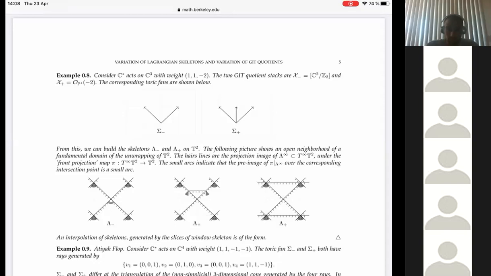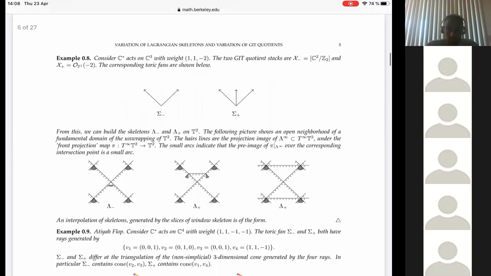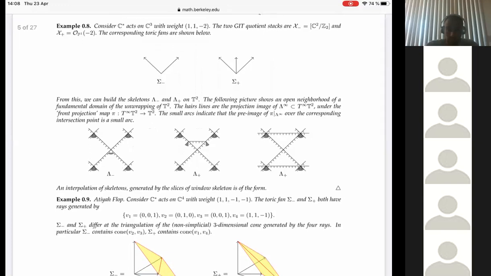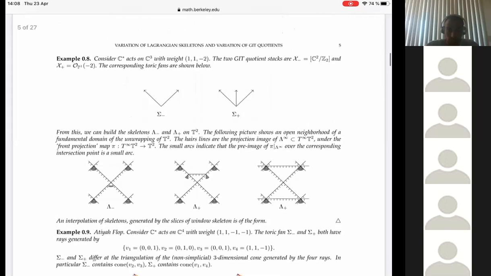So this example is a 3-dimensional example, the quotient will be 2-dimensional, and the bottom 3 pictures represent the slice picture. Okay, so the middle one is something in between. On the left, you have something leaving over the corner. On the right, you have something additional, the bottom and the top component of the skeleton is in addition to the lambda minus.